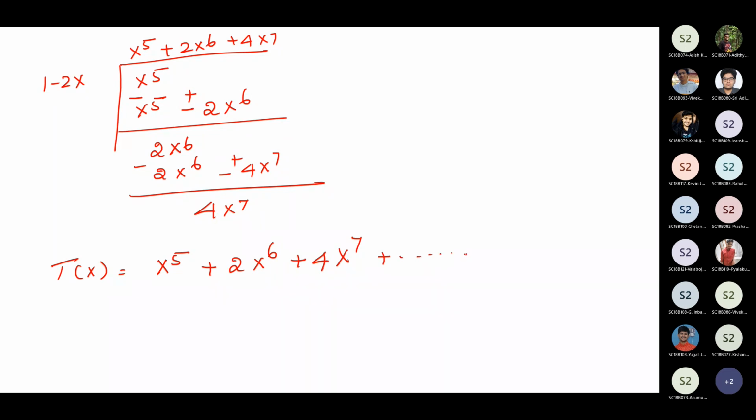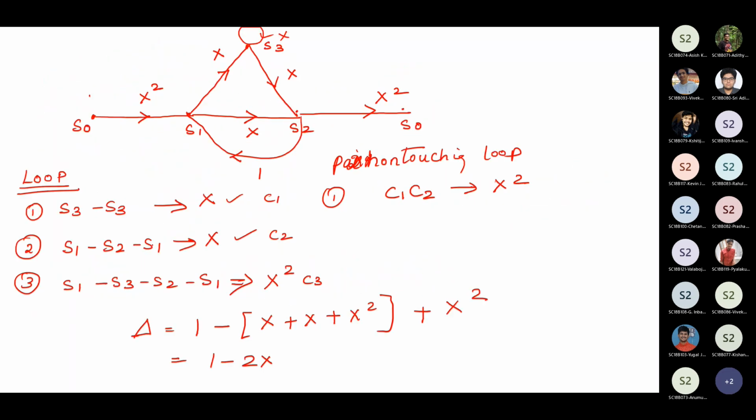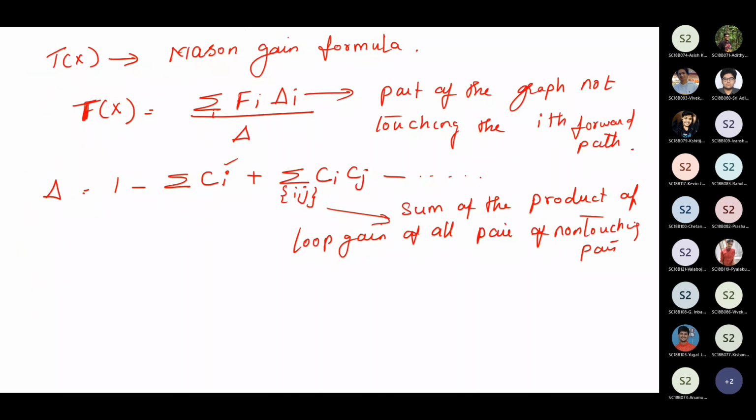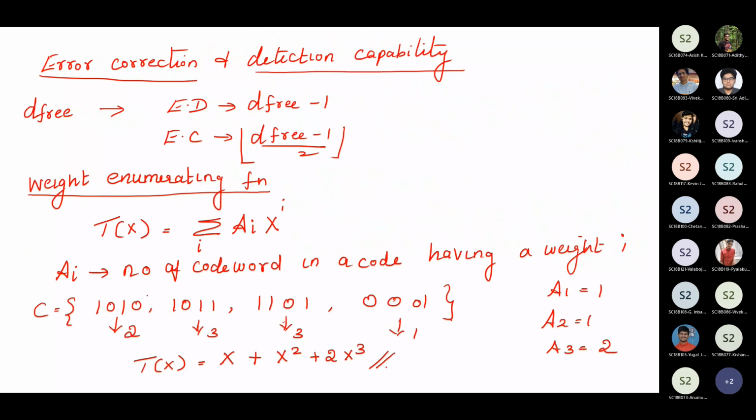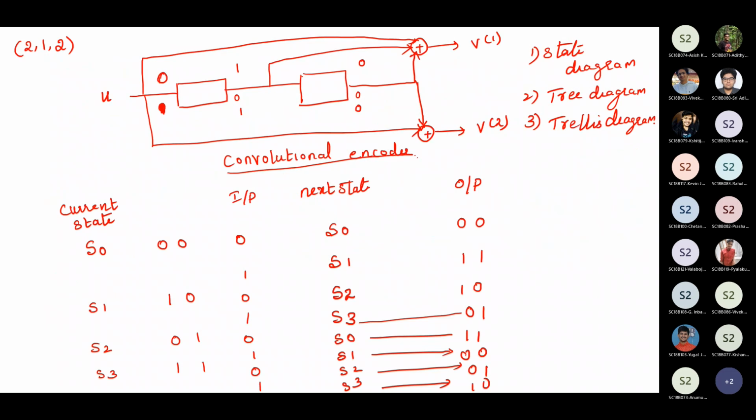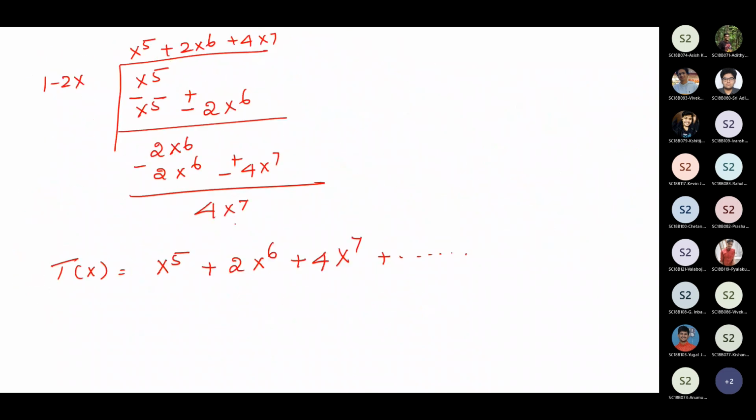So from here, T of x is a weight enumerating function, right? We know the formula: T of x equals the sum of Ai into x power i. What is Ai? The number of code words in a code having weight i. By seeing this T of x, it starts with x power 5. It means the minimum weight of a code word is 5. How many code words have weight 5? 1. How many have weight 6? 2.